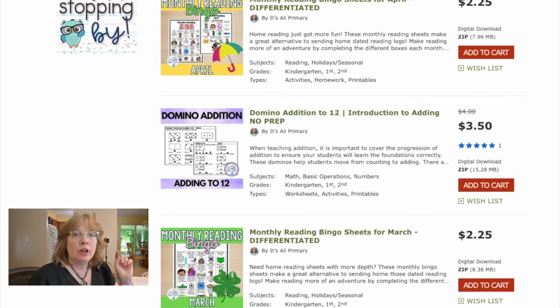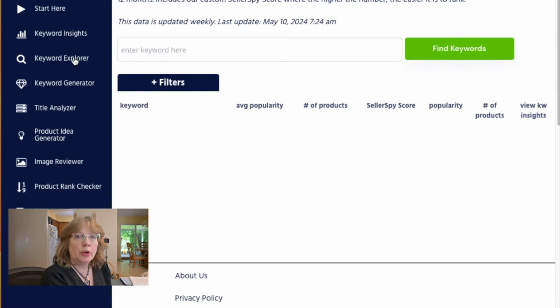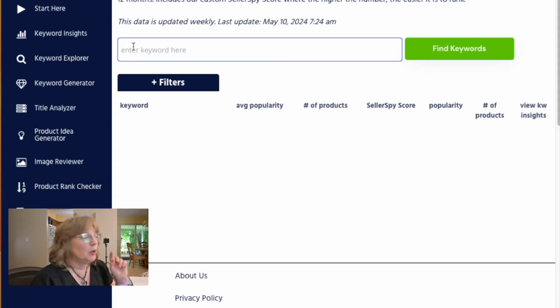All right, we are in my store and I am looking at this Domino Edition, adding to 12. I'm going to analyze this title and see if I can get it into a little better shape, and up the ranks a little bit. Let's go over to Seller Spy. We're not going to Keyword Explorer. We're going to go to Title Analyzer here on the left.